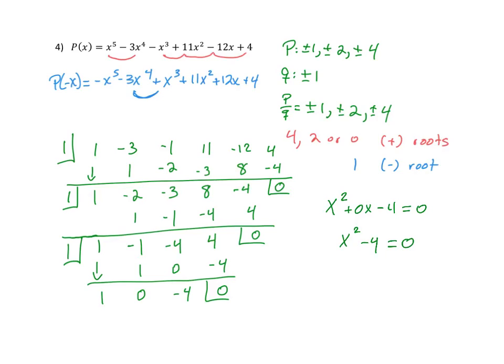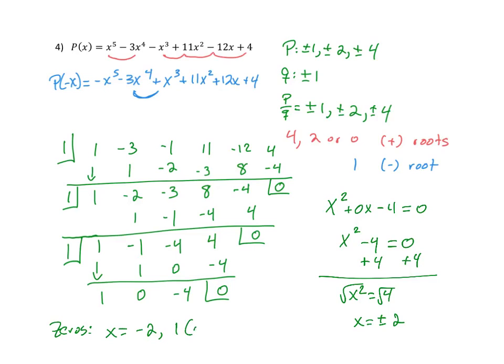And here I can just use the square root property. So I'm going to add the 4: x squared equals 4. And the square root of that, x equals plus or minus 2. So that means that my zeros are x equals negative 2, 1 with a multiplicity of 3, and positive 2. Those are my zeros. A multiplicity of 3, why? Because we have 1, 2, and 3. Okay, so that's it for this exercise.